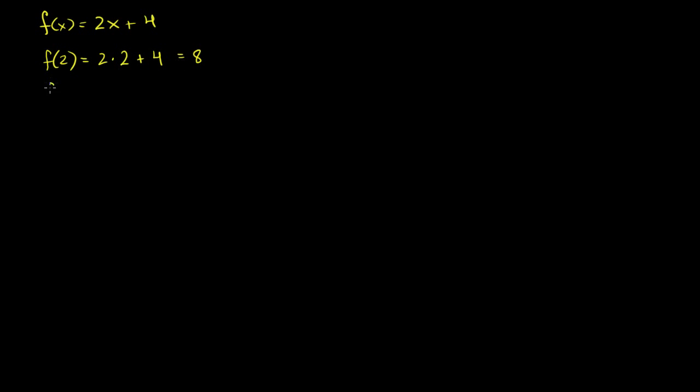I could take f of 3, which is 2 times 3 plus 4, which is equal to 10. Right? 6 plus 4. So let's think about it in a little bit more of an abstract sense. So there's a set of things that I can input into this function. You might already be familiar with that notion.